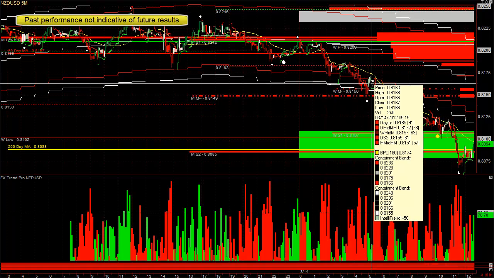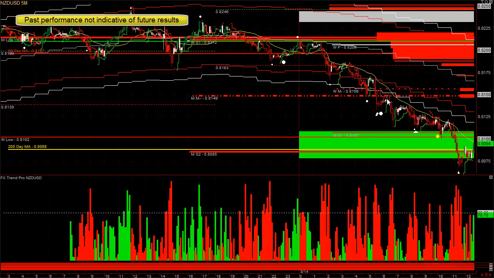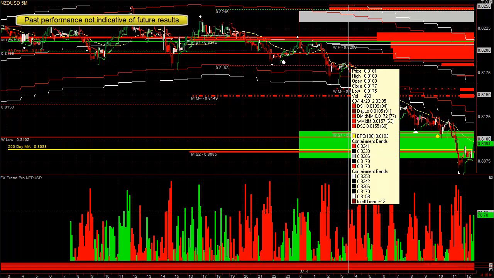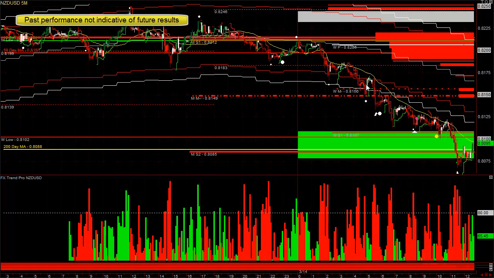This trade right here, short at 63, out at 46. So again, you made more than you're risking with very high probability. Plus this trade right here, short at 81, out at 62, almost a 20 pip win while risking, again, 6 to 10 pips. And that's really the key to trading.